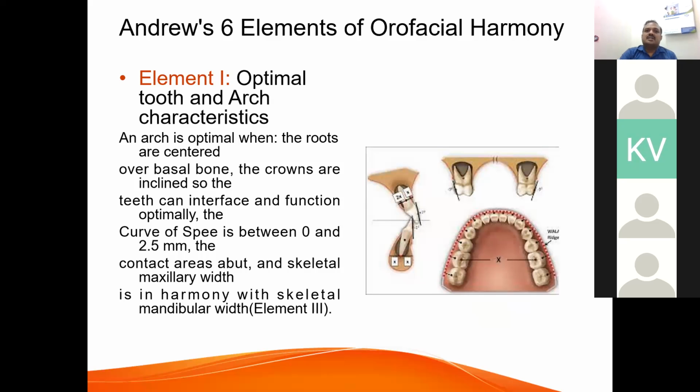Coming to the Andrews 6 elements of orofacial harmony, many of our orthodontic colleagues will be well aware of this. Element 1 is the optimal tooth to arch characteristics. The roots of both the anterior and the posterior teeth are centered on the basal bone. This harmony is essential to achieve stable orthodontic and surgical results. So in element 1, tooth position, roots are centered on the basal bone and the crowns are inclined so that they interface and function optimally.